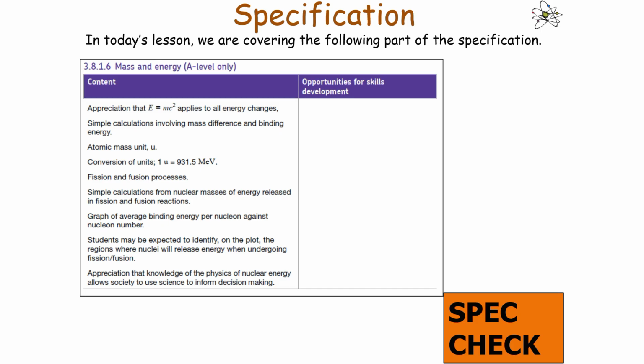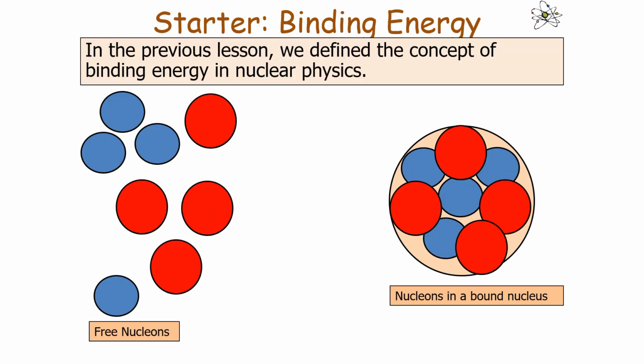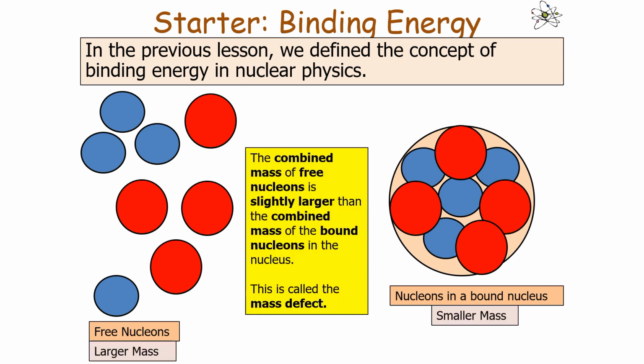3.8.1.6 mass and energy. So in a previous lesson, we defined the concept of binding energy in nuclear physics. The combined mass of free nucleons is slightly larger than the combined mass of bound nucleons in a nucleus. We call this mass difference the mass deficit or mass defect.